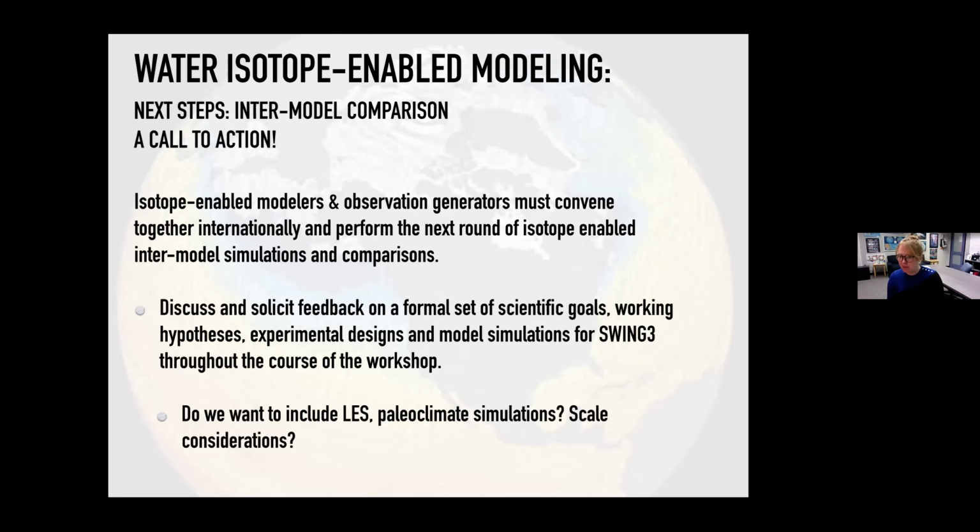So it'd be great if we could take some time today in our working group to solicit feedback and set a formal set of scientific goals. I'll also say that this is work that I would hope could be funded. And so maybe some discussions on funding opportunities across continents would be helpful as well.